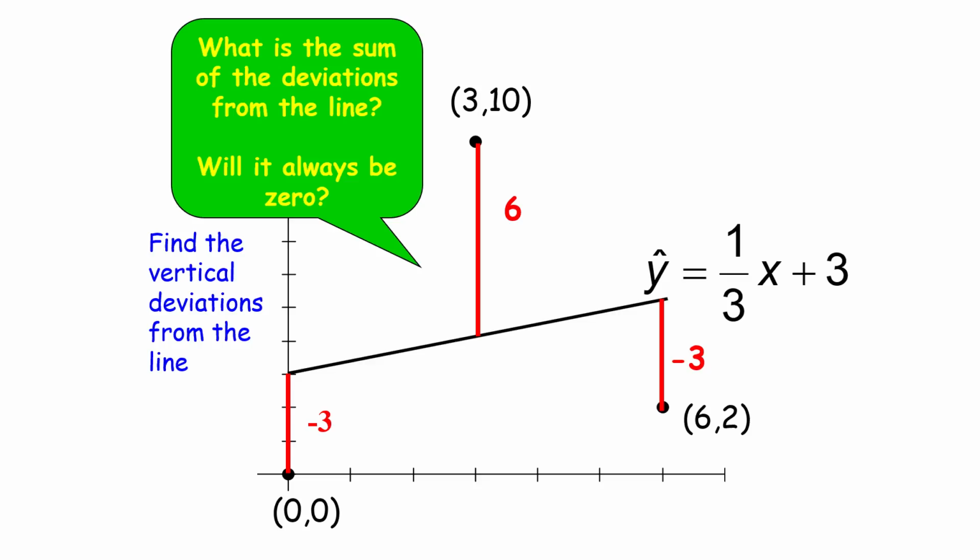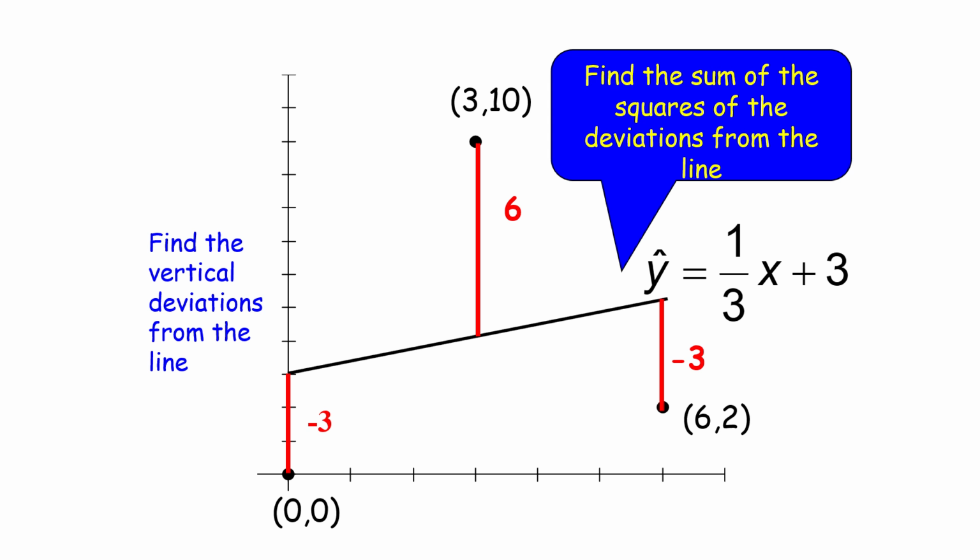Now, what is the sum of the deviations from the line? It's 0. Well, will it always be 0? We want to find the sum of the squares of the deviations from the line. So go ahead and do that really quick. And push pause, and when you're done, push play, and we'll see if you're right.